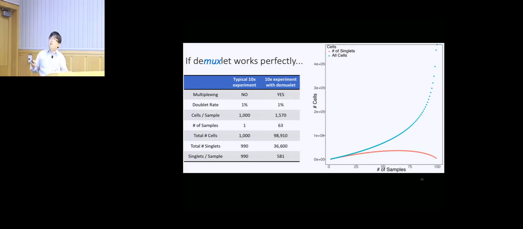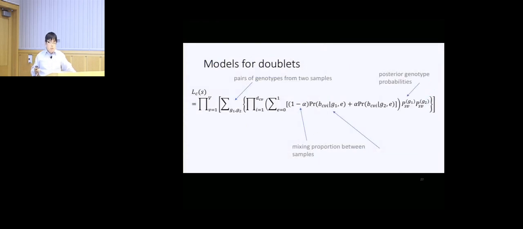We don't even know that the 100,000 cells will fit into a single run because this is a huge concentration of cells. So this is theoretical, and we need to see whether this actually works. To make it work, we need to develop a method to detect the doublets.